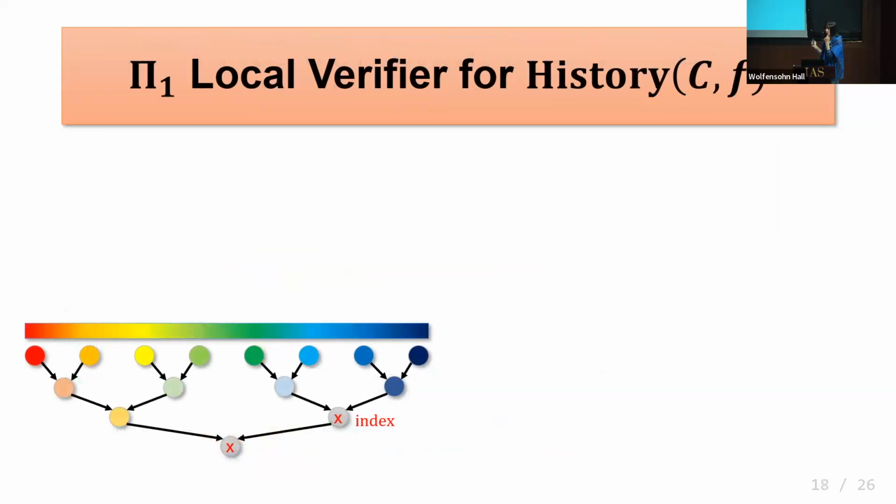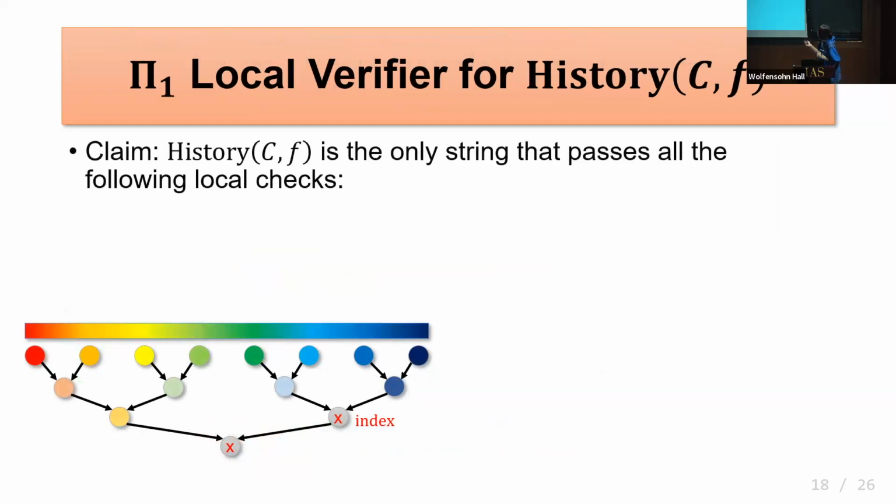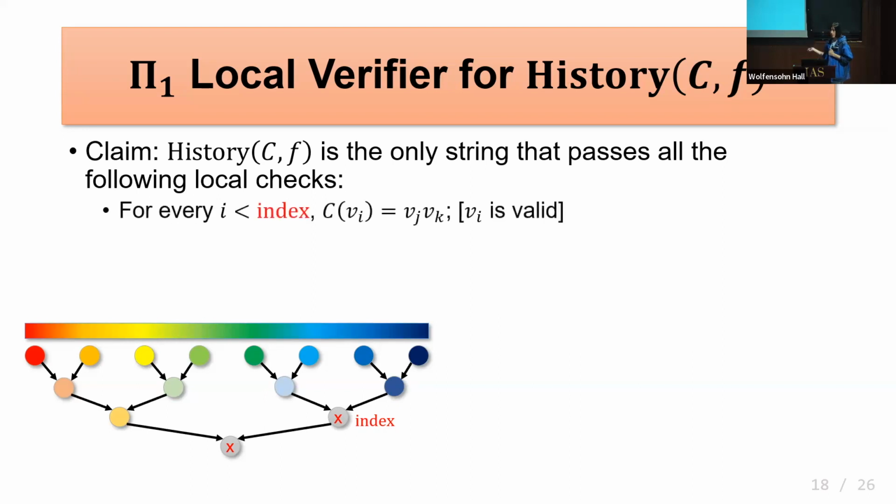And there's something, don't be scared about this, something about local verification of the history. This is the property that we'll need. What does this mean? We will perform some local tests, and the history of Korten will be the only string that can pass these local tests. Let me describe what the tests are.